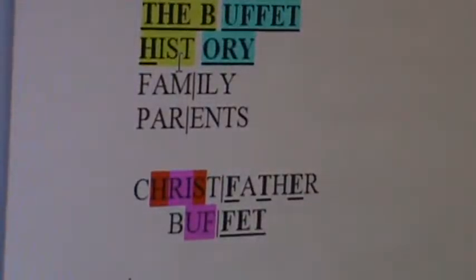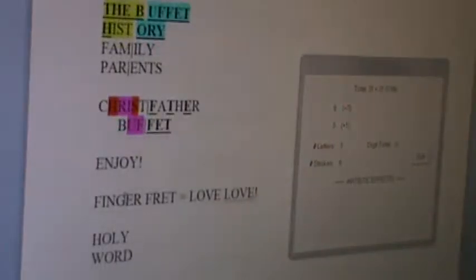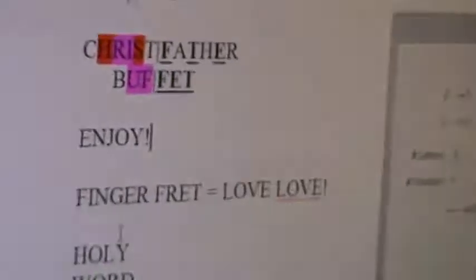Okay. There you go. The buffet has been solved. Enjoy. Okay. Oh my! It just occurred to me the word enjoy, which equals Jehovah, and we pointed out that Jehovah, the letters, is a Christ Father combo. We'll look at enjoy. Same deal.